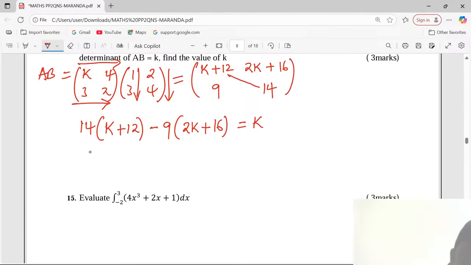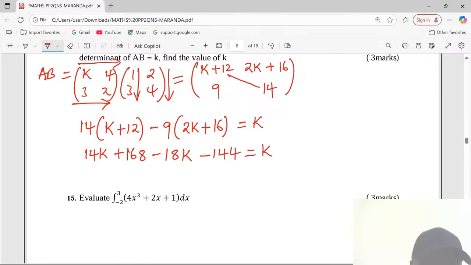So this is going to be 14K plus 14 by 12, which is 168, minus 18K minus 9 by 16, giving us negative 144 equals to K.